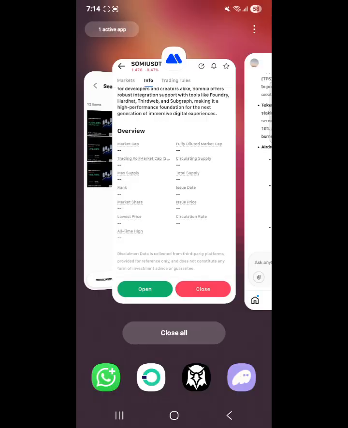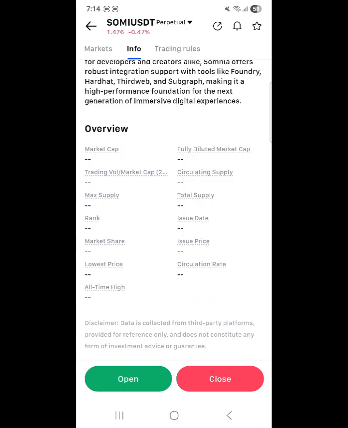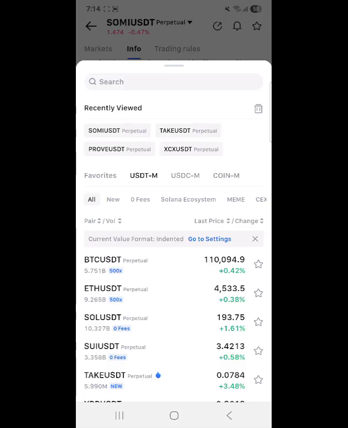After that, I want to tell you another secret. Any project that has airdrops tends to fall quickly. Let me show you now. Nauris Protocol.